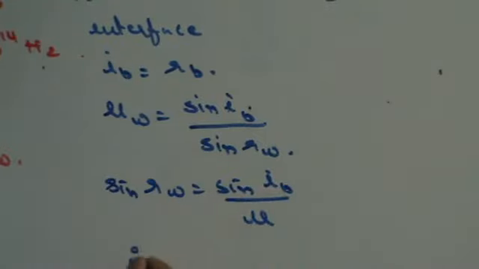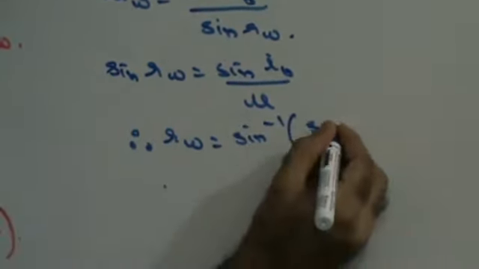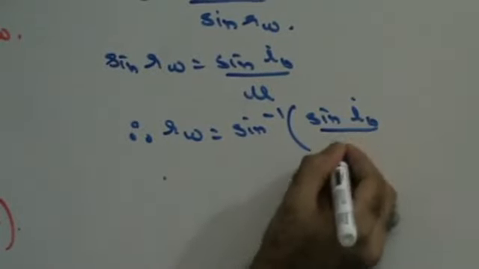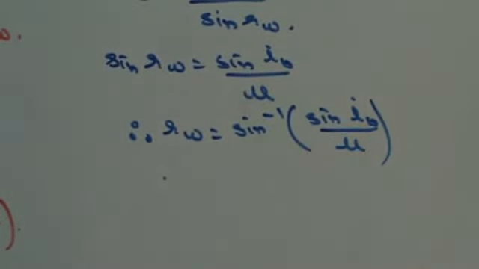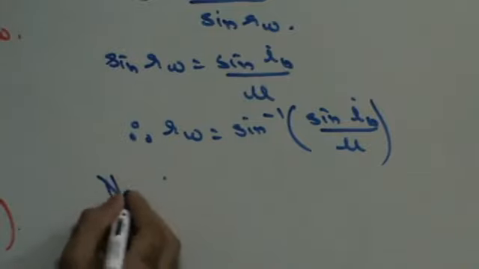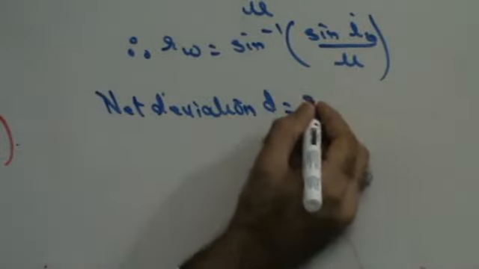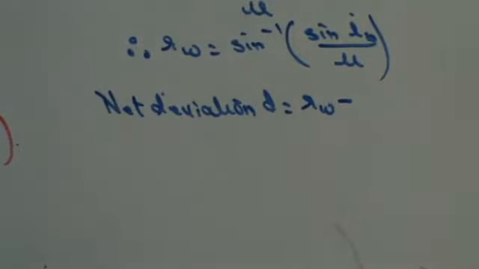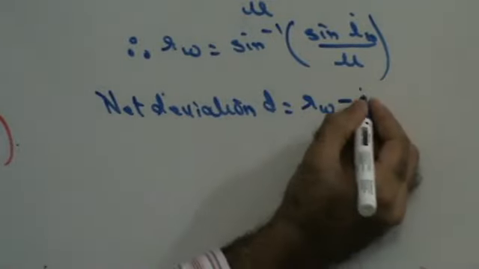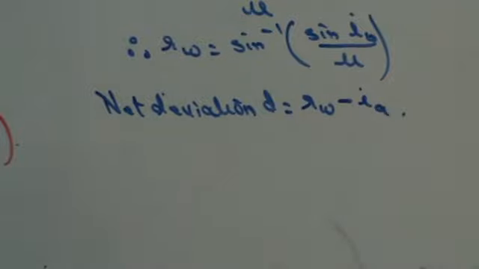So therefore I can say that the angle of refraction in water is sin inverse of sin of the angle of incidence in benzene upon the refractive index, right? So thus you will come to know the angle of refraction in water. Once you have this, then you can find out the net deviation D. Net deviation D is nothing but the angle of refraction in water minus the angle of incidence in air, right? So in that case you will get this.